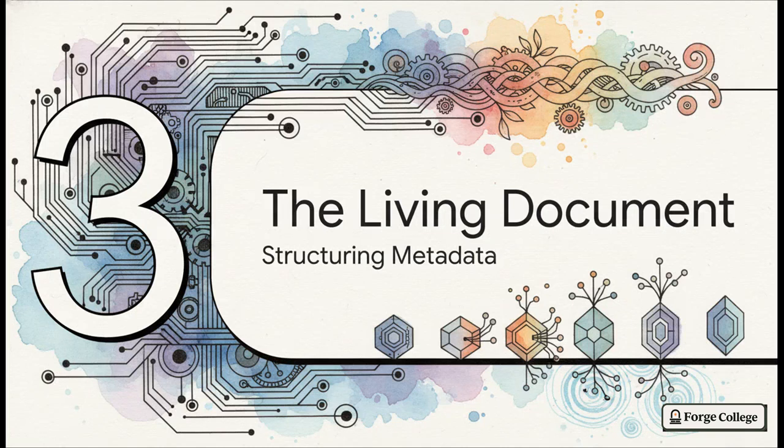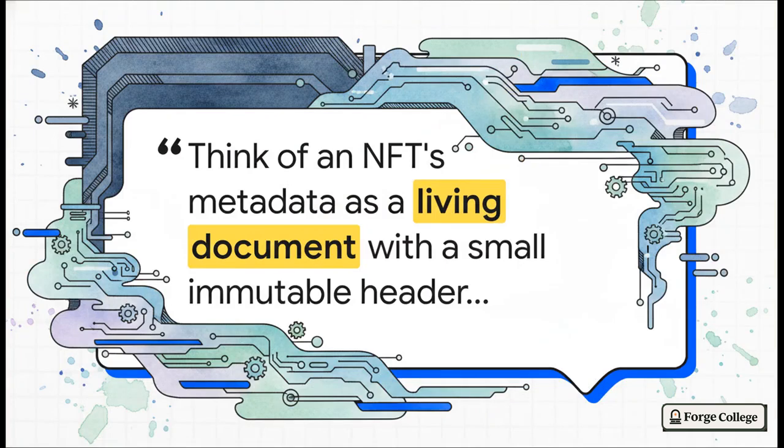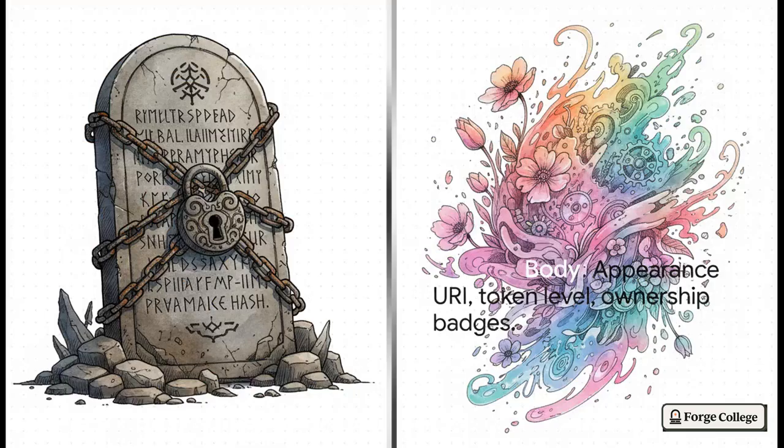All right, Section 3, the living document. Let's shift our focus from where the data physically lives to the mental model of how we actually structure this data inside our smart contract. I really want you to burn this concept into your brain. Think of an NFT's metadata as a living document with a small immutable header and a mutable body. I love this. It's not just a fun metaphor. This is absolutely the core mental model you need for designing dynamic tokens that won't just completely fall apart in production. Notice how cleanly we can separate these two parts.